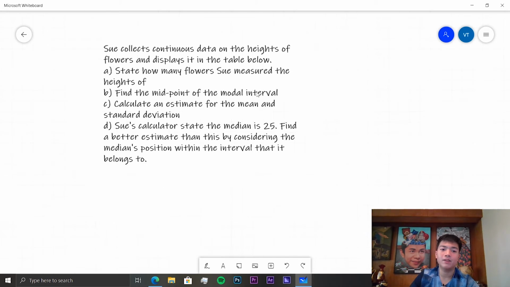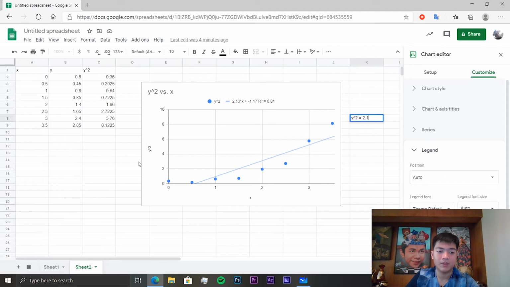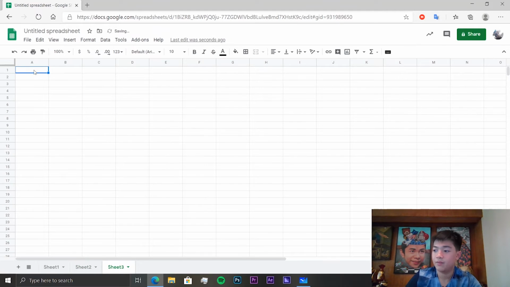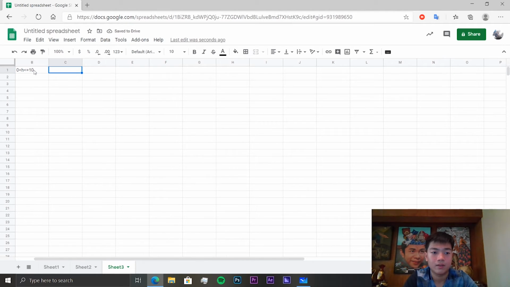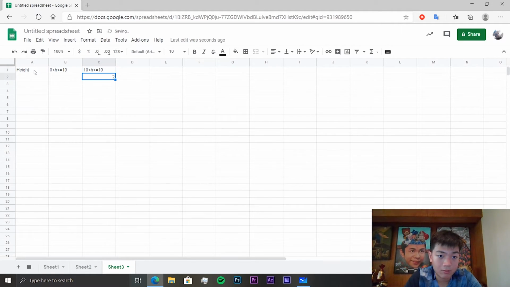So first, how many flowers? Oh wait, let me put the data in. So we have height, and then 0 is less than h is less than or equal to 10. Oh, why did it do that? 10 is less than h is less than or equal to 20.